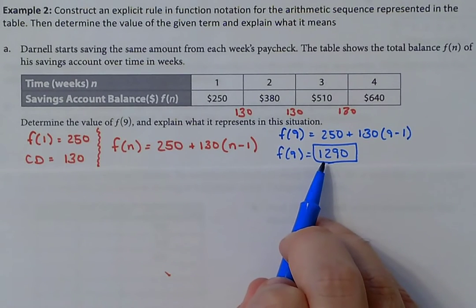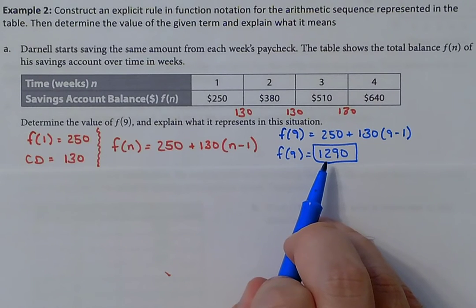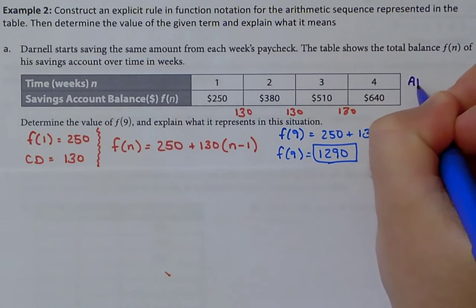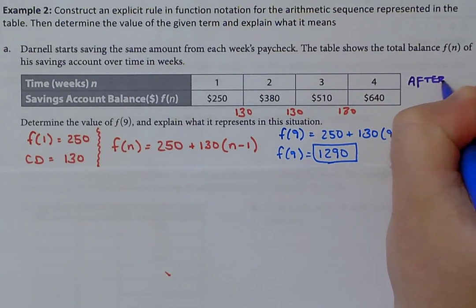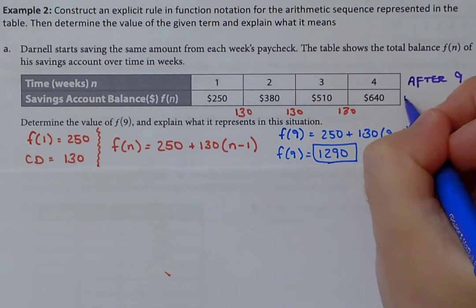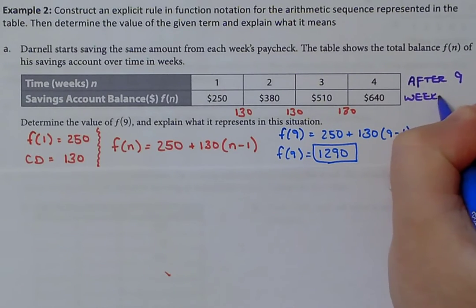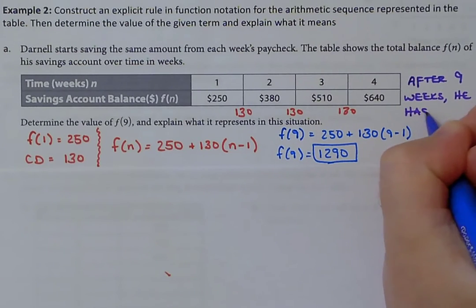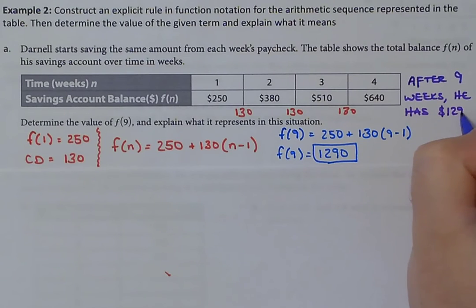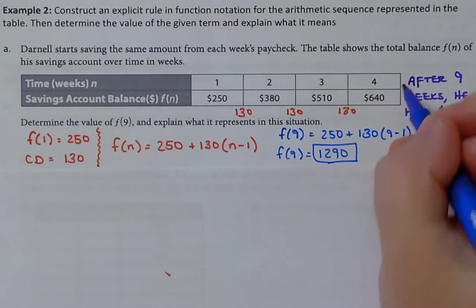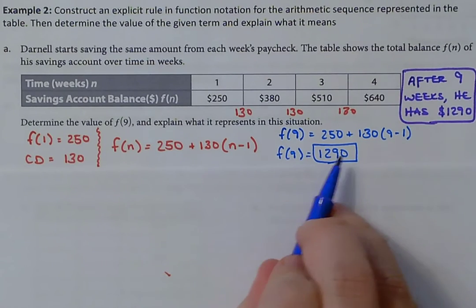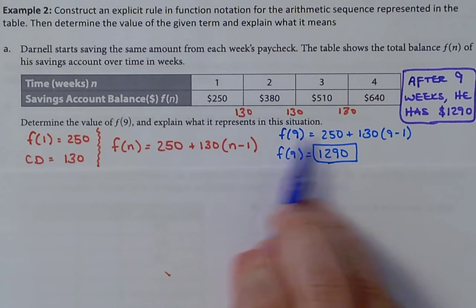Well, this 1290 means after 9 weeks, Darnell will have saved $1,290. Let me see if I can get this in here. So after nine weeks, he has $1,290. So that is what this ninth term represents in this situation.